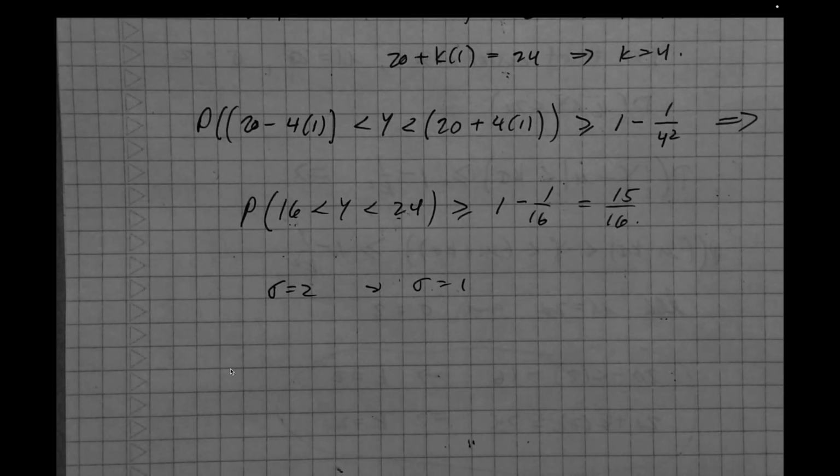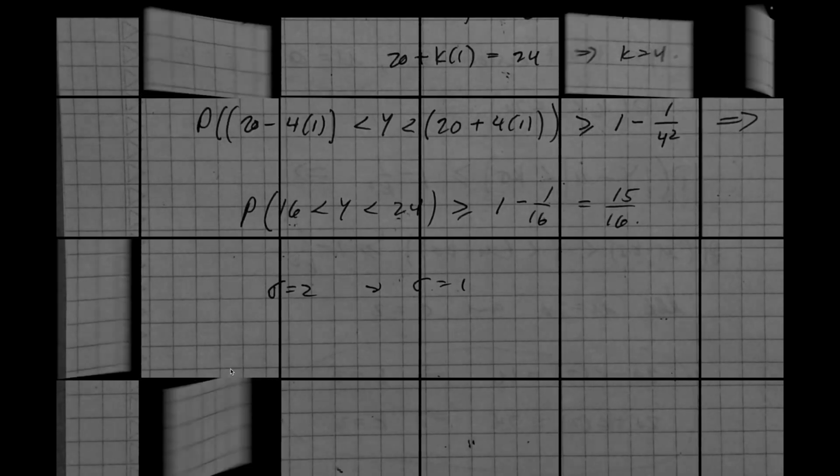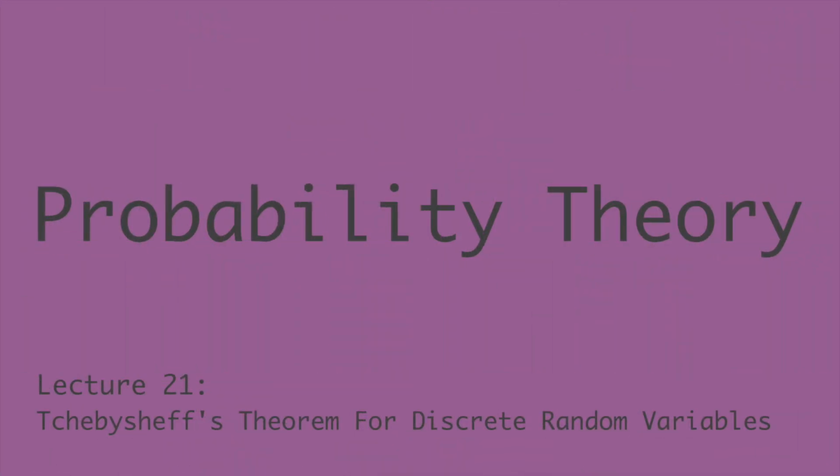I think that's a good place to stop with Tchebysheff's theorem. Next lecture we'll do some problems and examples to round up our discrete random variable section. And then after that we'll be moving into continuous random variables.